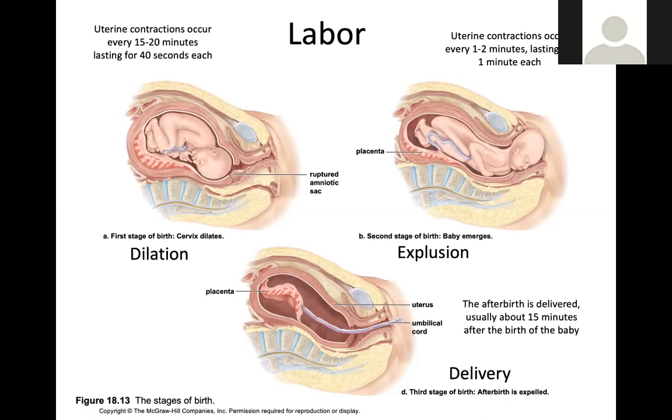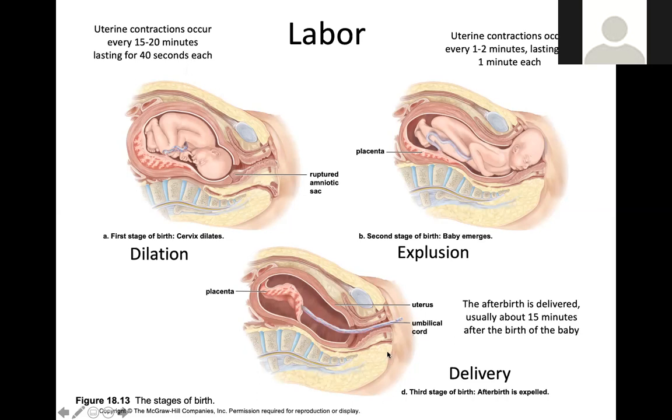Okay, so the second stage of birth is when the baby emerges. The head is down, okay, so here's the vaginal birth channel, and the head is down. We're going to deliver the baby. The uterine contractions at this point are occurring every 1 to 2 minutes, more frequent, and they're lasting a little bit longer. So we went even 20 seconds longer and more frequent.